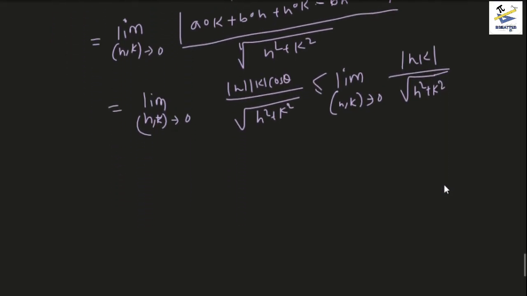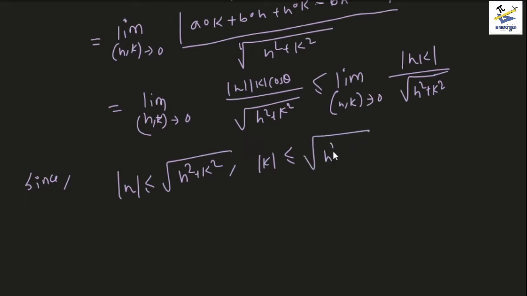Now this limit can be found to be 0, since mod of h is less than or equal to root of h square plus k square, and mod of k is less than or equal to root of h square plus k square.